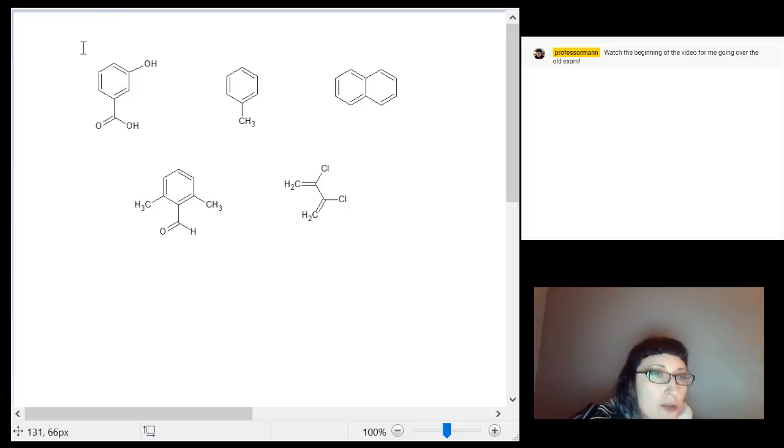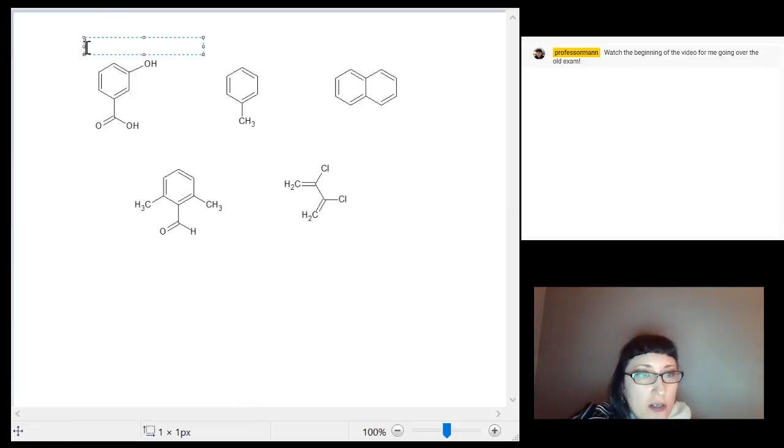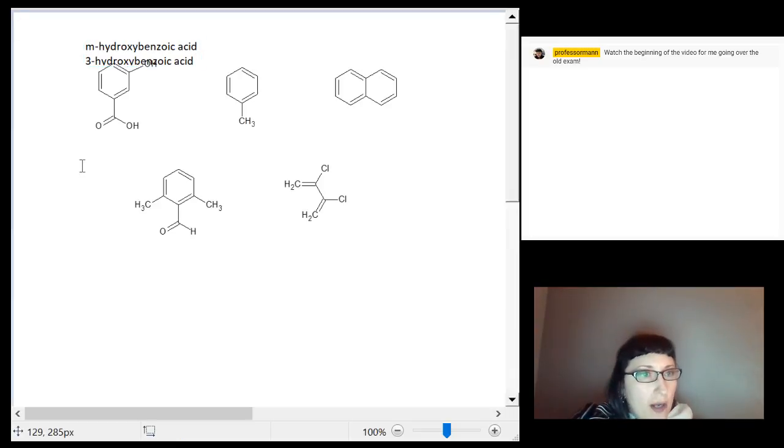All right. So these were some nomenclature questions on an exam that I posted online. This very first one, we're going to want to name it as a benzoic acid because a carboxylic acid has priority over an alcohol. If it was the other way around, we would name it as a phenol. So, meta-hydroxybenzoic acid, or you could do 3-hydroxybenzoic acid. Both of those would be appropriate and correct.